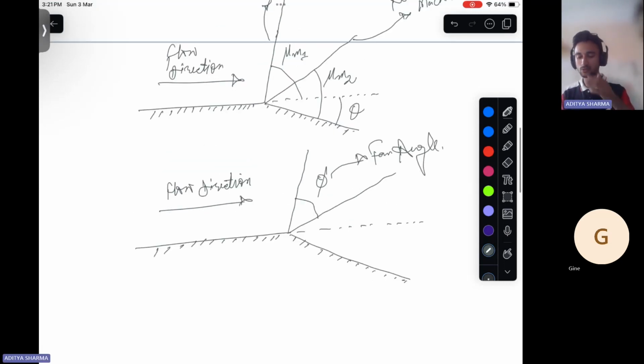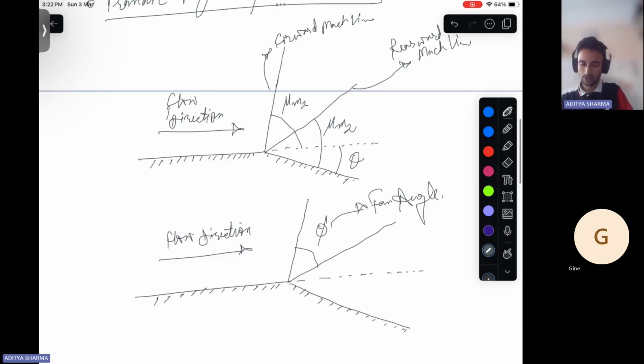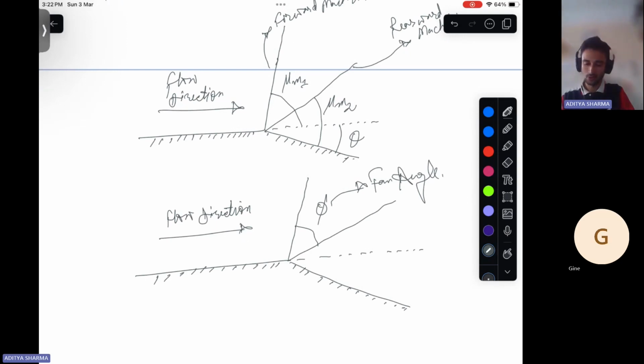So the angle between these two Mach lines is the fan angle. When questions are asked based on these particular terms, one should be clear about which part of this diagram I need to calculate to solve a particular question. From that perspective only, I have drawn these two figures.